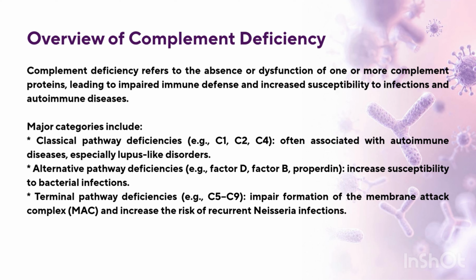Deficiencies of the classical pathway, such as C1, C2, and C4, are commonly associated with autoimmune diseases, especially lupus. Deficiencies of the alternative pathway, including factor D, factor B, and properdin, increase susceptibility to bacterial infections. Terminal pathway deficiencies involving C5 to C9 prevent the formation of the membrane attack complex, MAC, and are strongly associated with recurrent Neisseria infections. Therefore, the clinical manifestation depends on which complement component is affected.